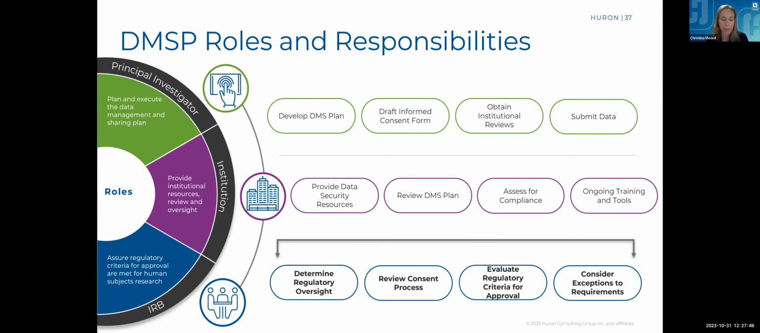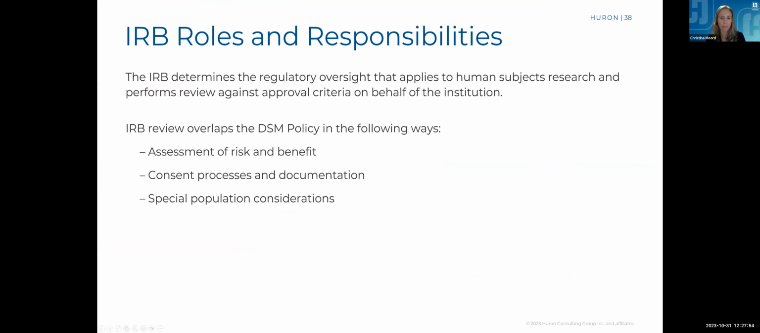We'll conclude this section by outlining IRB responsibilities. The IRB determines the regulatory oversight that applies to human subjects research and performs review against approval criteria on behalf of the institution. IRB review overlaps the DMSP in the following ways: assessment of risk and benefit, including informational harms when data is not kept confidential, consent processes and documentation review, and special population considerations, which positions the IRB to inform certain acceptability standards for data management and sharing.